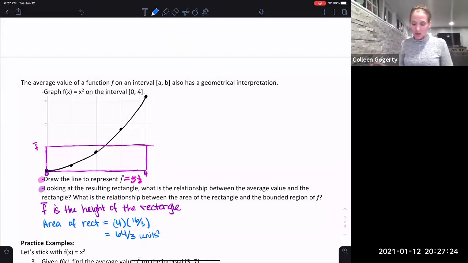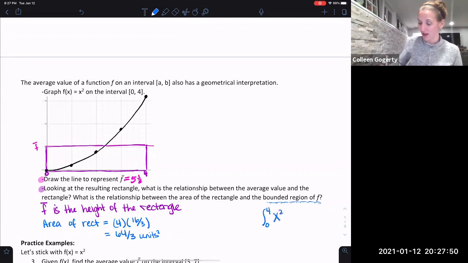All right, so there's the area of the rectangle, but now look at what it's asking you to compare it to, the bounded region of f. Do we know how to find the area of the bounded region of f? In other words, the area under the curve. Well, we sure do. We've done this. I want to know the area between 0 and 4 of x squared. This is our area function.